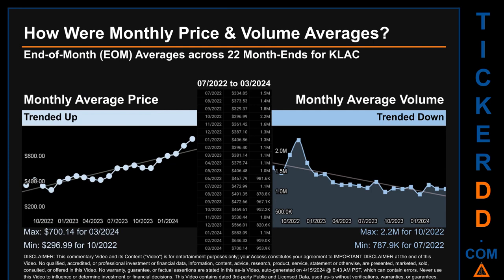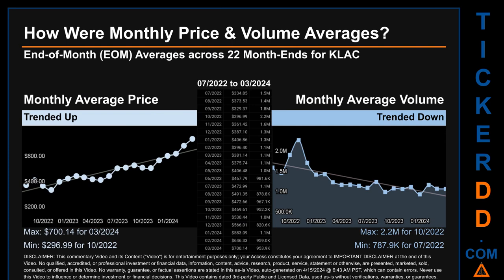How were price and volume averages for KLAC? Across 447 trading days, there were a total of 22 month ends, of which monthly averages for daily price and volume were calculated. Overall, monthly price average trended up while monthly volume average trended down.